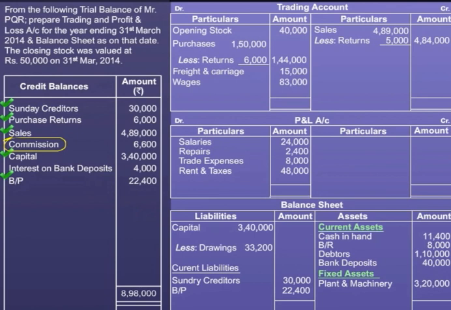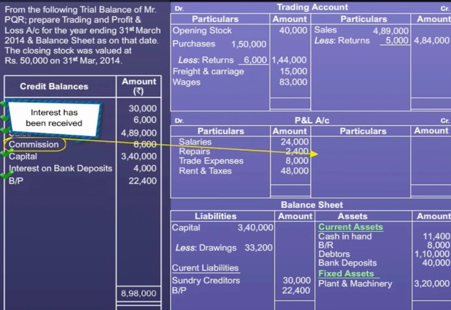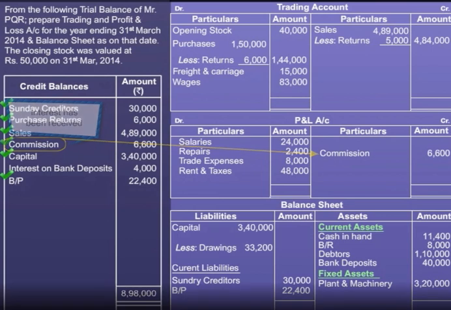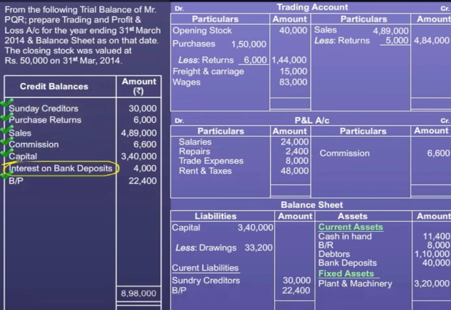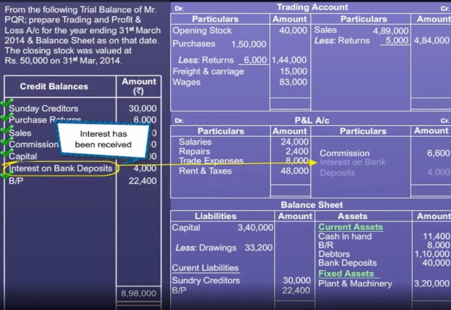Next is the commission. As it is given on the credit side of the trial balance, it means commission has been received, and accordingly it is shown on the credit side of P&L account. Now the last item is interest on bank deposits. Again, as this has credit balance, it means that the firm has received interest. Hence, it is a gain, and so it is credited to P&L account.